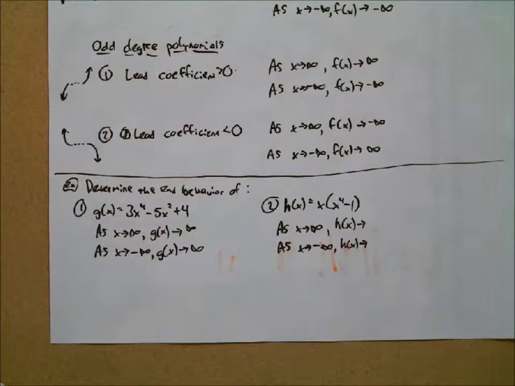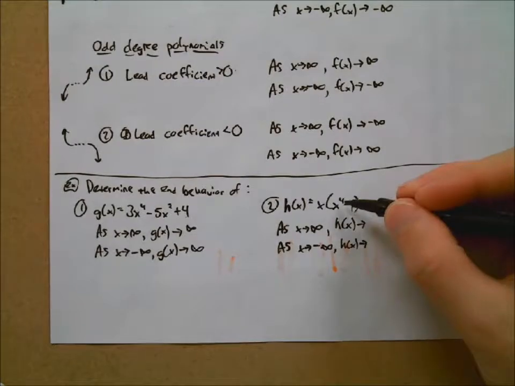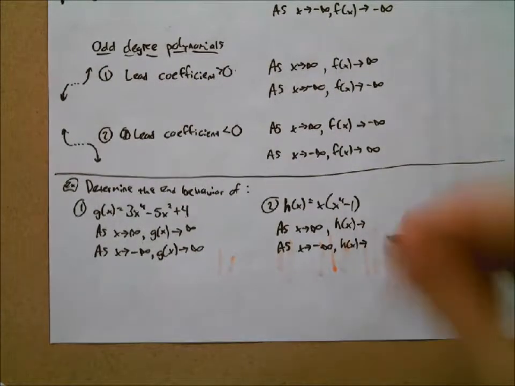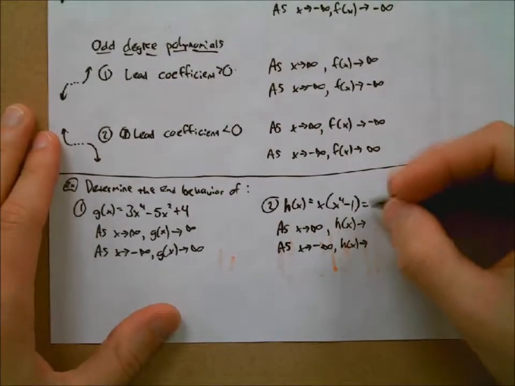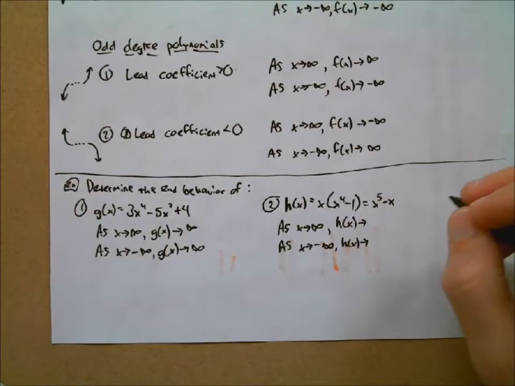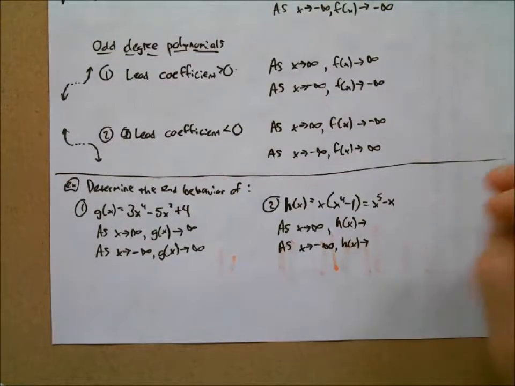Okay, what is the degree here? 5, but I see a 4 as the biggest number. Where did you get 5 from? Yeah, it's not really in standard form there, right? We want to distribute that, and so we really have x to the 5th minus x. And so, yes, this is an odd degree polynomial here, okay?